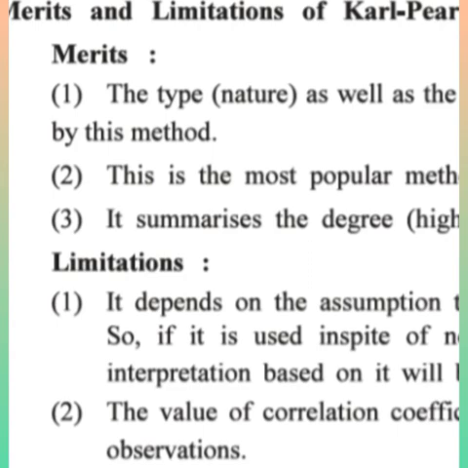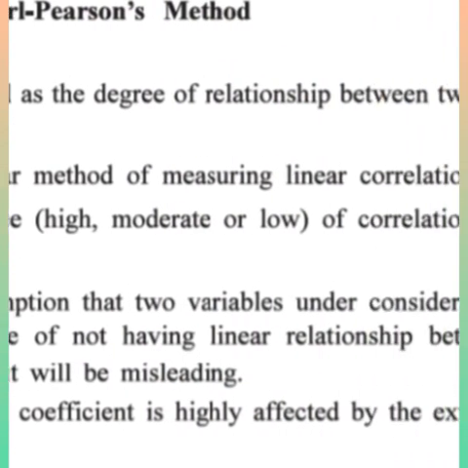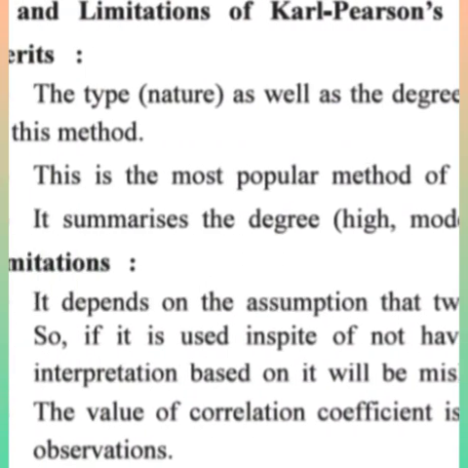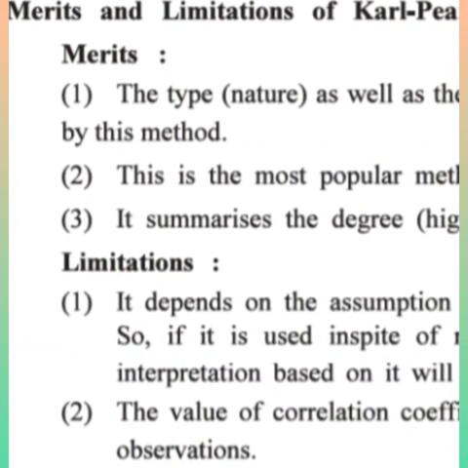Now we'll see the second limitation. The value of the correlation coefficient is highly affected by extreme, that is, too large or too small observations. It means if the observations are quite large, or one of the observations is very, very small, at that time your final interpretation or your value of r could be affected. So that becomes our second limitation.